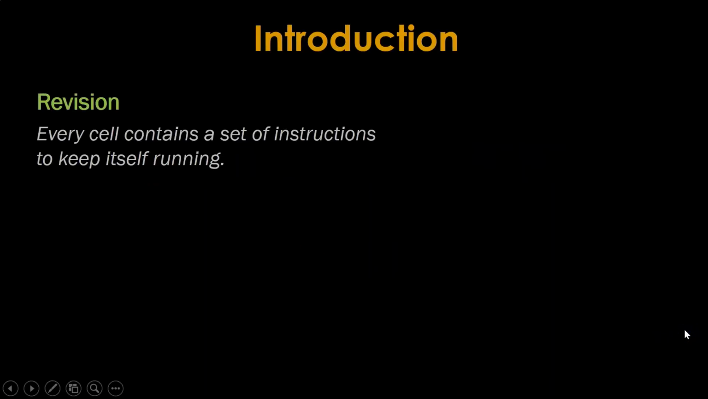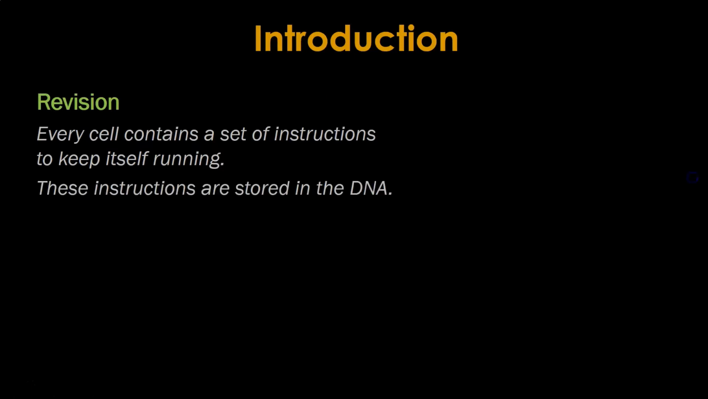So before we get onto any new material, let's cover what we already know. We know that every cell contains a set of instructions to keep itself running. That is, to do the jobs it needs to do to be alive, to repair itself, and to make more of itself, that is, to reproduce. It could be to reproduce just an individual cell, or it could be part of reproducing a whole multicellular organism. We know already that those instructions are stored in the molecule of DNA.